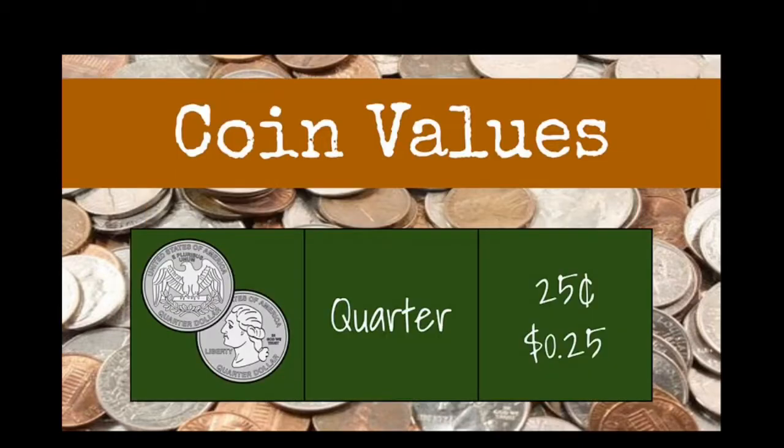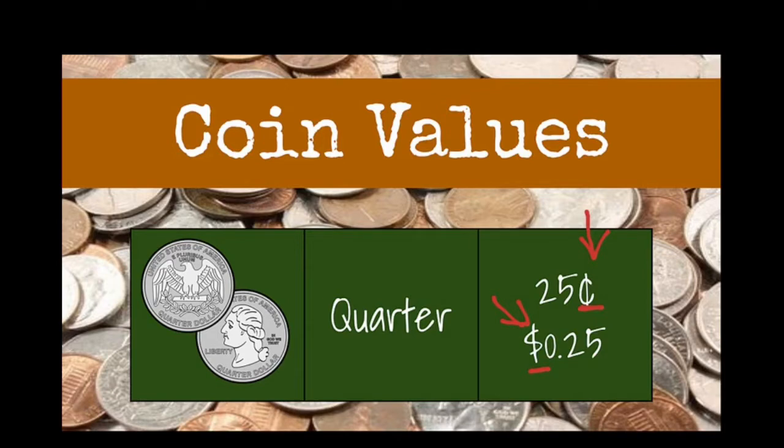The first coin that we're going to look at is the quarter. So here we have both sides of the quarter, and a quarter is worth 25 cents. And you can write it two different ways. You can write it here with the cent sign, or you can write it with the dollar sign. The cent sign always goes at the back, and the dollar sign always goes at the front.